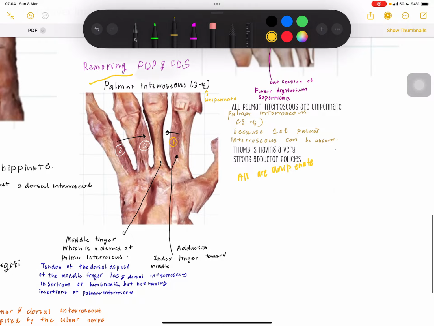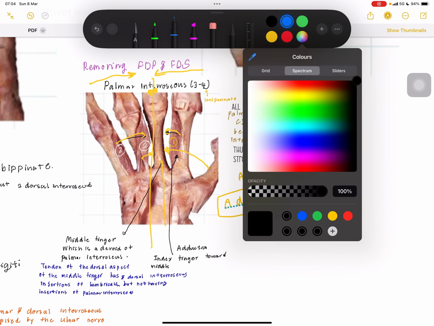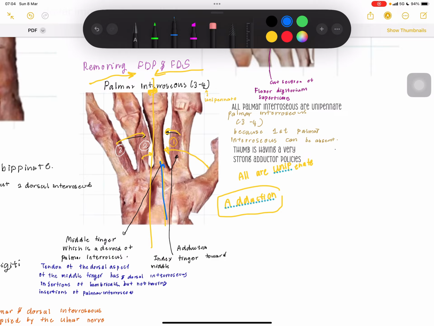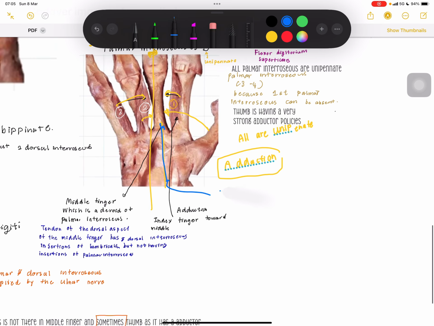And also it causes adduction. So as this causes adduction, it goes to the medial, the middle finger. All the other fingers go towards the middle finger. So in that case, we don't need to have this palmar interosseous for the middle finger. So this middle finger is devoid of palmar interossei.